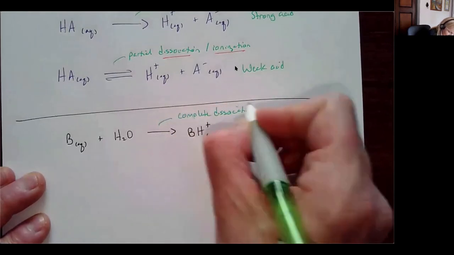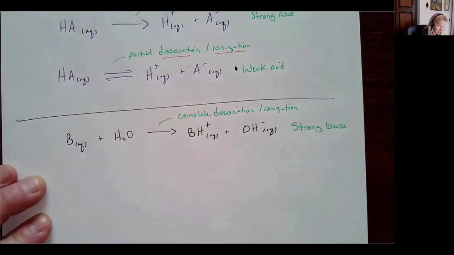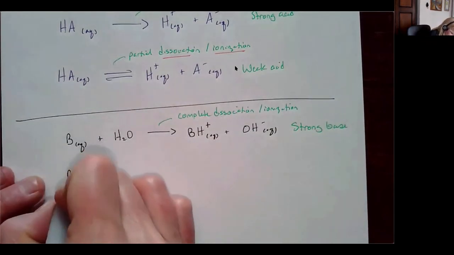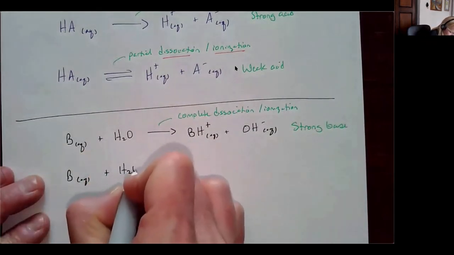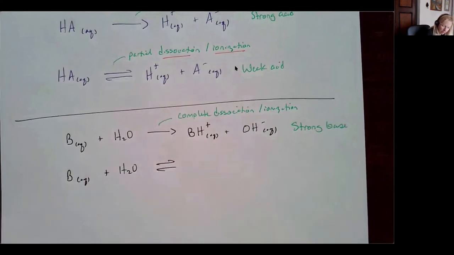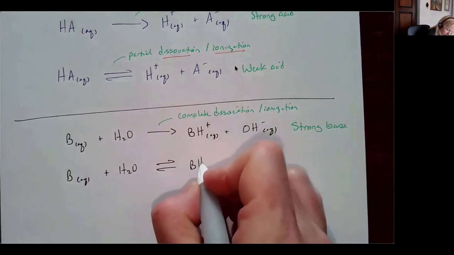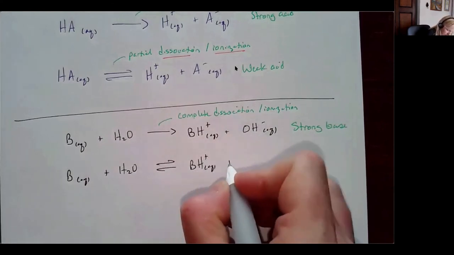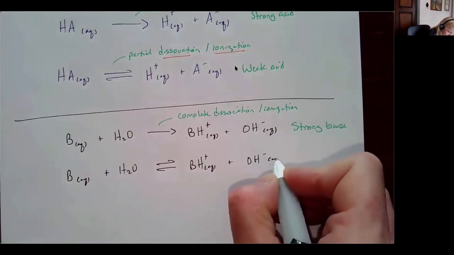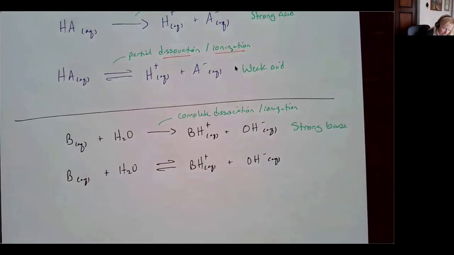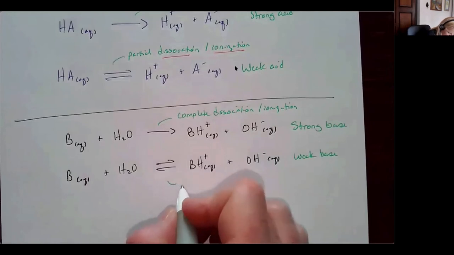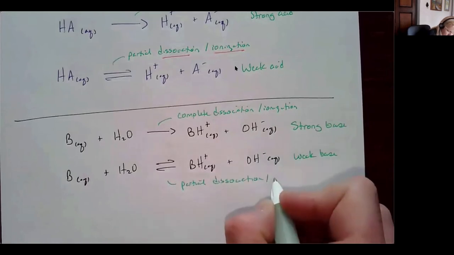Now I can have a weak base, and it looks the same, but my only difference is I have that double arrow. And so now I have BH plus OH minus, and this is going to be my weak base. And this is partial dissociation or ionization.